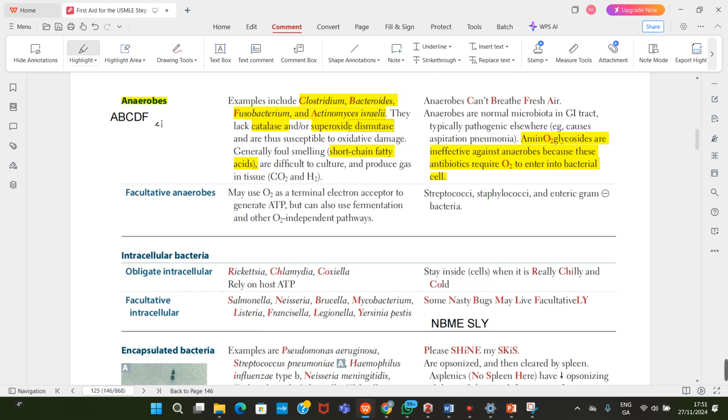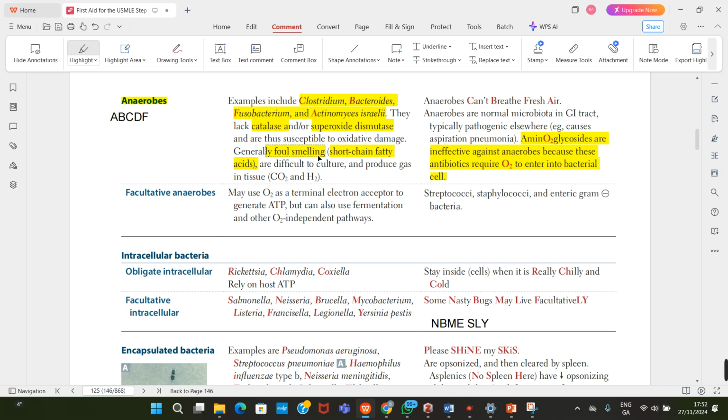But unfortunately, anaerobes don't have catalase, they don't have superoxide dismutase. So that means that they have a lot of hydrogen peroxide playing around, superoxide playing around, causing oxidative injury to them. Now, they are naturally foul smelling. So if you have a foul smelling infection, you have a high index of suspicion that that is likely to be an anaerobic infection. Why?